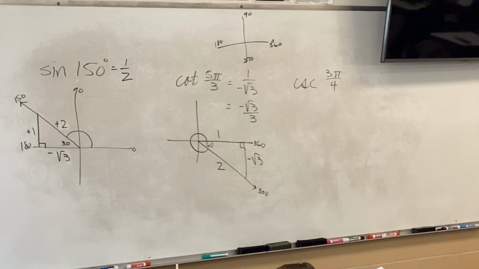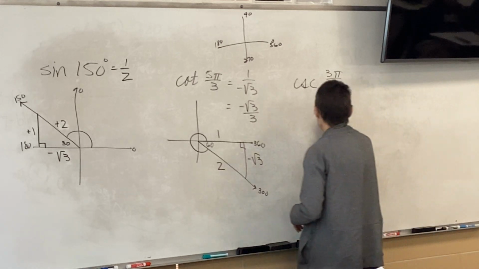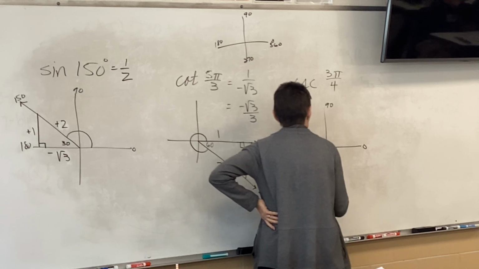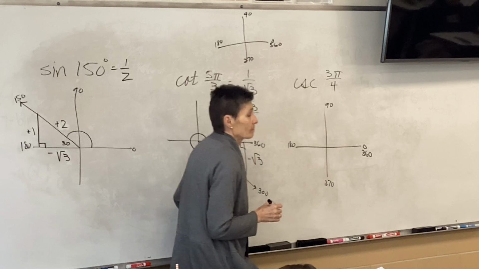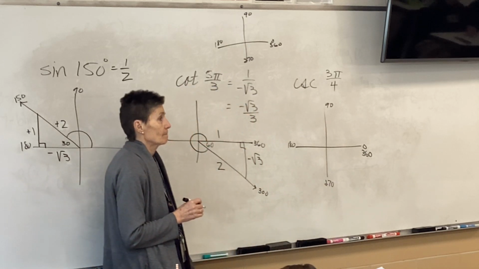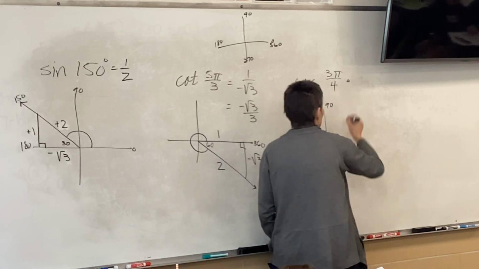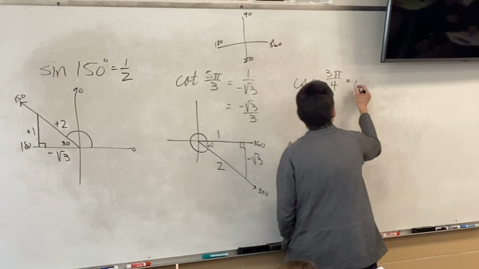Cosecant is the opposite of sine. So it's just going to be root 2. Did you figure out how many degrees that was? 135.